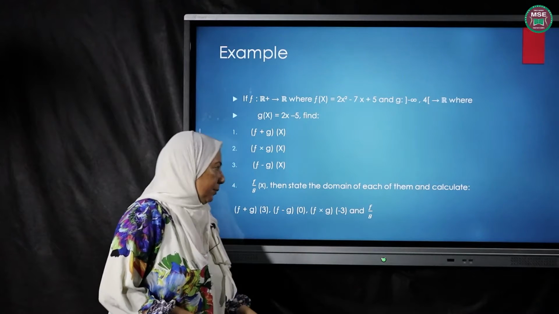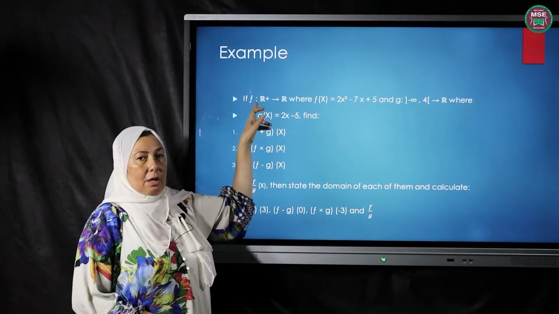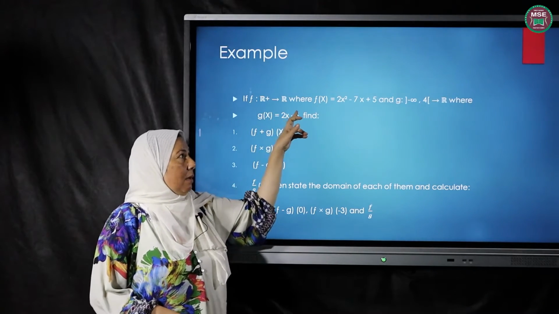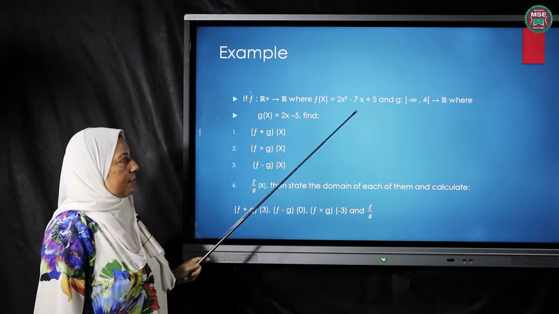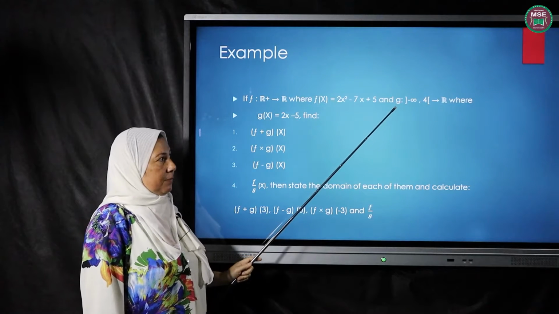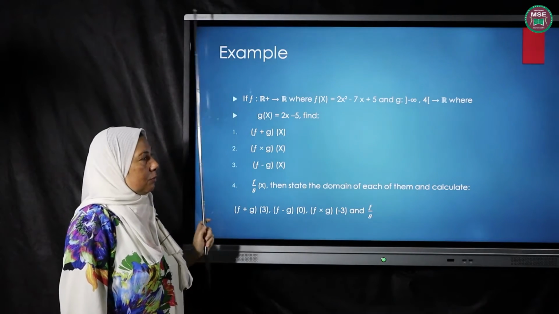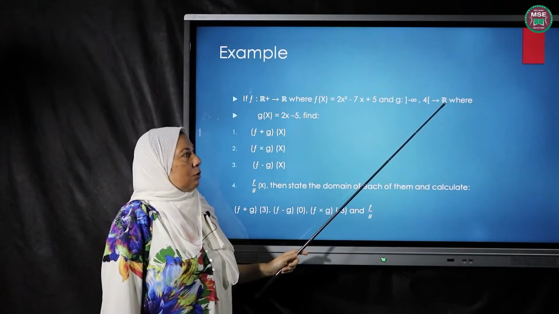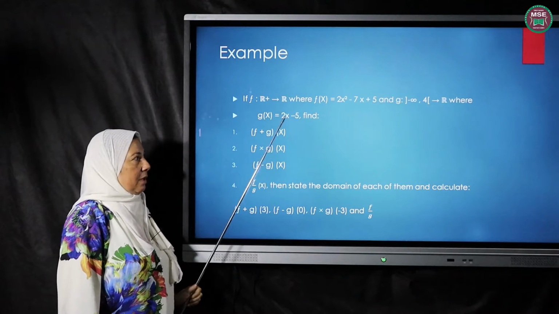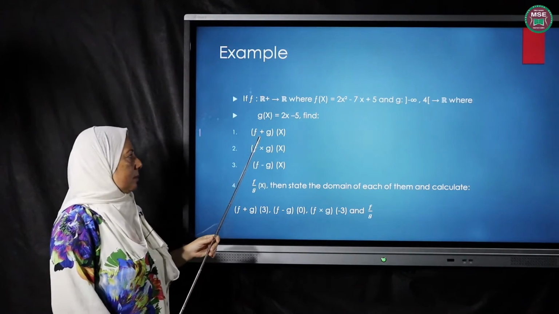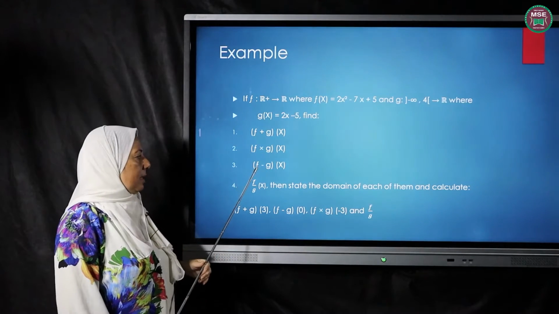For example, the function f has domain the positive reals and codomain the reals, where f of x equals 2x squared minus 7x plus 5, and the second function g has domain (negative infinity, 4), codomain the real numbers, where g of x equals 2x minus 5. Find the domain of the sum, the product, the difference, and the division of the two functions.